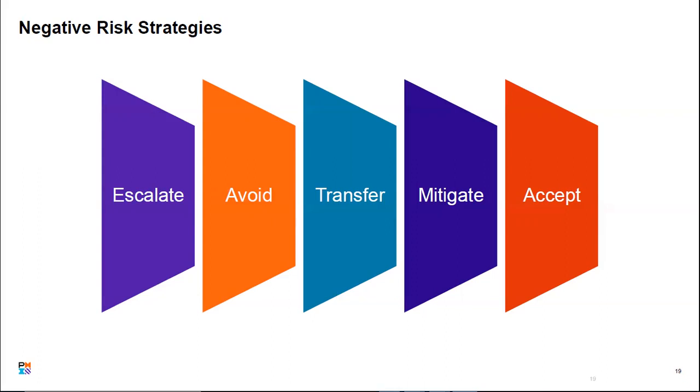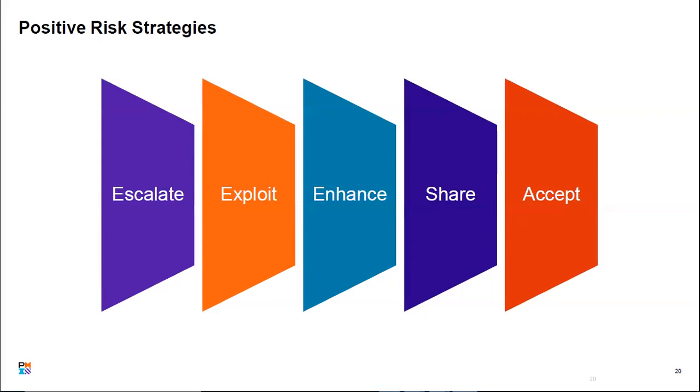The last one is to accept. Accept it, take the effect, and use your contingencies to surmount the risk event that just occurred. For positive risk strategies, you have them on the screen. The first one is to escalate. Let your upper management understand that the risk you've identified is about to happen. Exploit it. Take maximum advantage of that particular risk event you planned for.